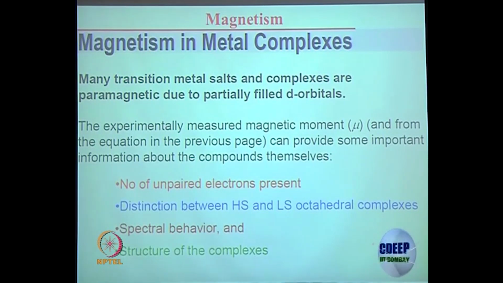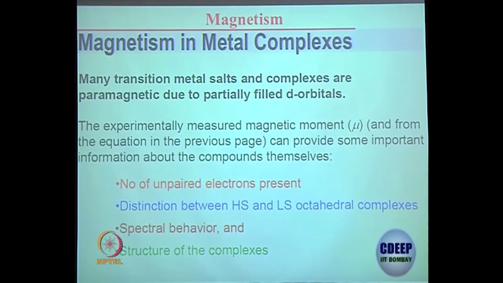Now this magnetic moment value can give you an idea about the complex itself, what it is made of, how many unpaired electrons it has. This is an experimentally measurable quantity. You can measure the magnetic moment value and thereby get crucial information about, let's say, an unknown compound. It can give you the number of unpaired electrons present, high spin or low spin. It can give you the spectral behavior. It can also tell you something about the structure of the complex.